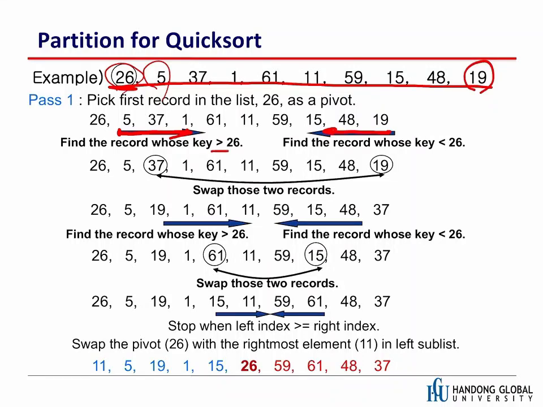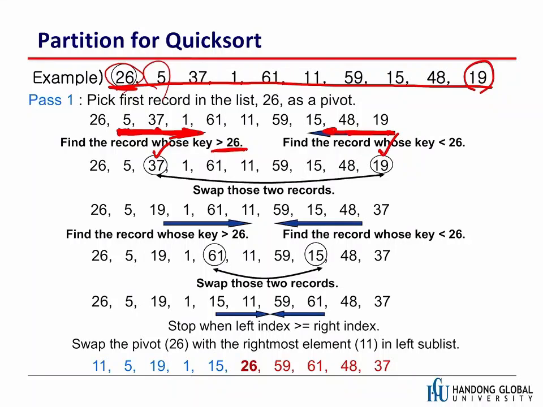an element which is larger than 26, okay, so while we are moving in these directions, whenever we meet any key which is larger than 26, then we stop. And from the other index, whenever we meet a key which is smaller than 26, then we stop. So in this case, 5 is smaller than 26, we pass, and 37 is larger than 26, so we stop. And from here, 19 is smaller than 26, we stop. Okay, good. So we swap.